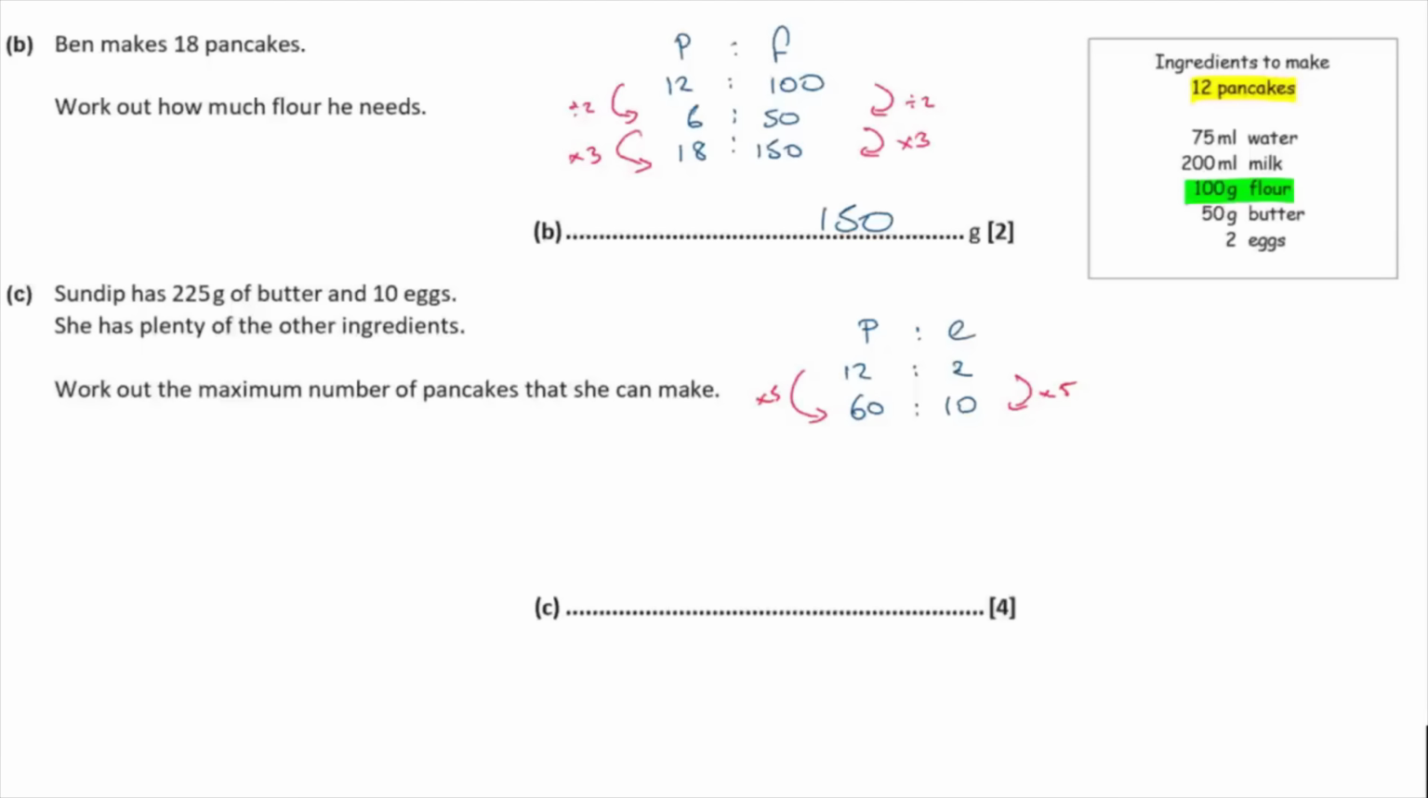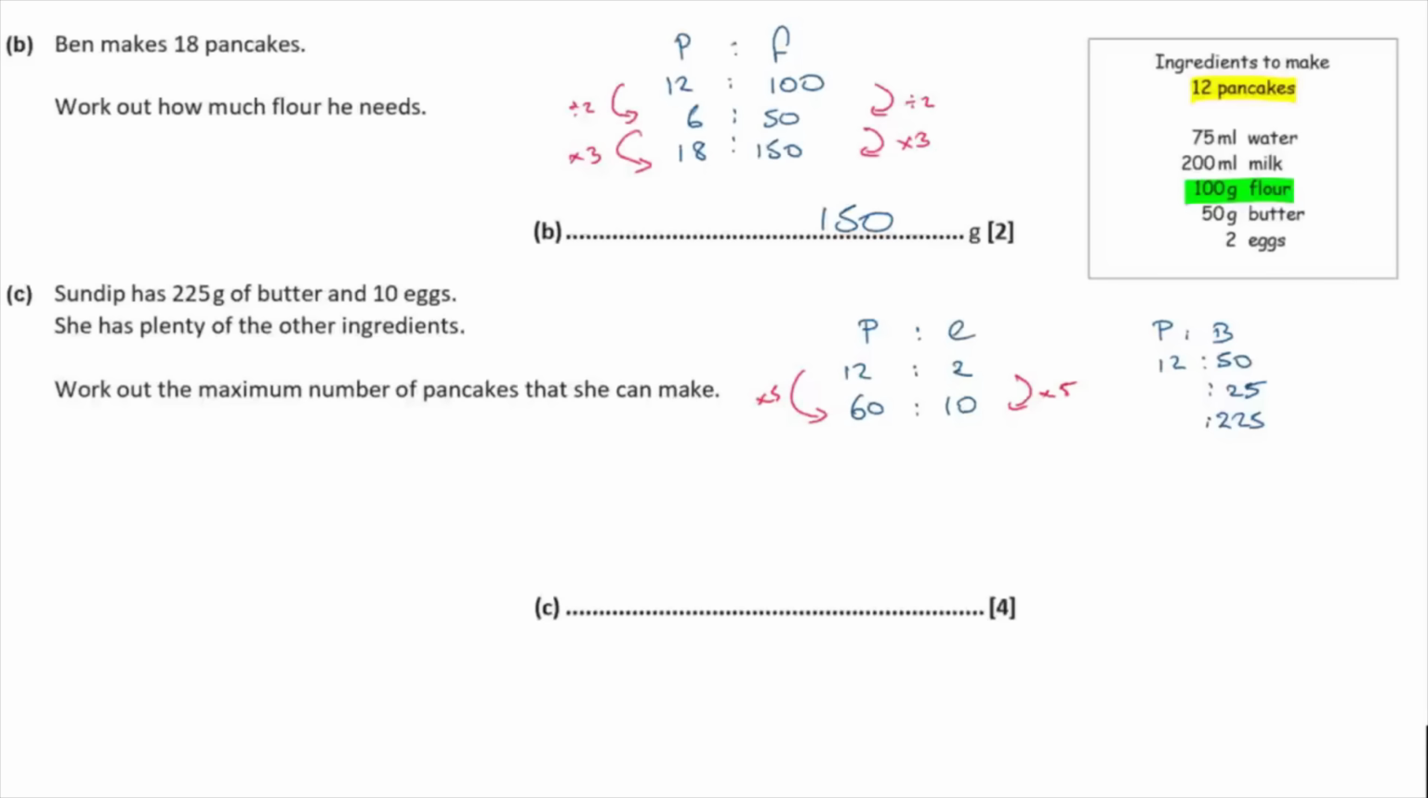So let's just double check the butter as well. For the butter, we've got 12 pancakes, which requires 50 grams of butter, and we've got 225 grams. Again, it might be helpful to go by a stepping stone, because 50 doesn't go directly into 225. But if I halve it first to get 25, then I can easily scale it up to 225 after that.